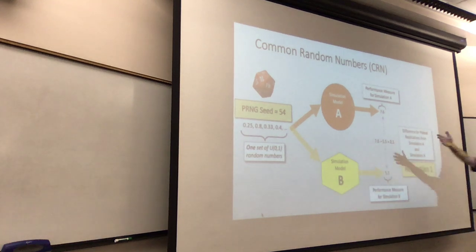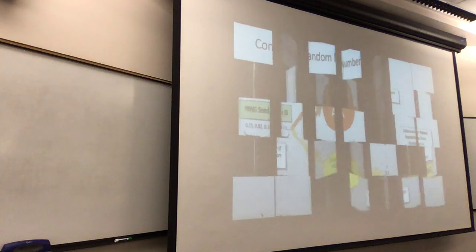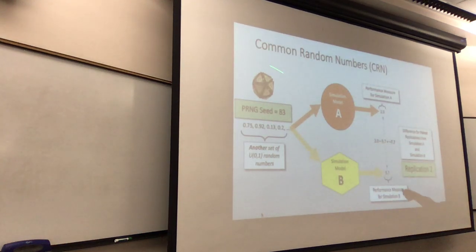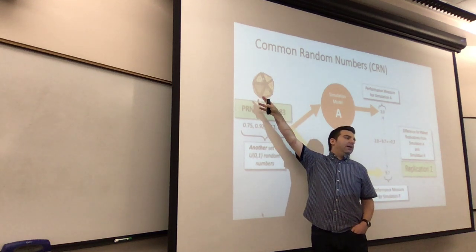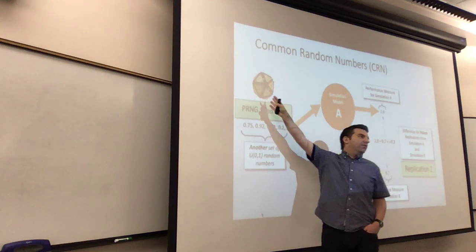So the idea is I take one random number seed, I get one difference out, and then I can choose a different random number seed, which is like another 20-sided die that comes up with a different sequence of numbers, but it's always the same sequence over and over and over again.